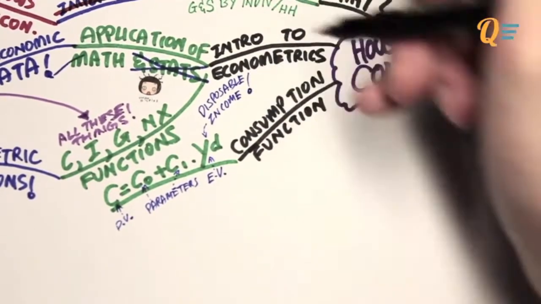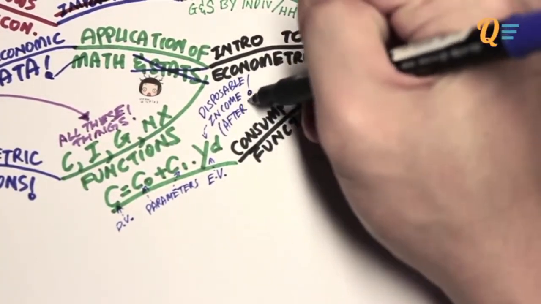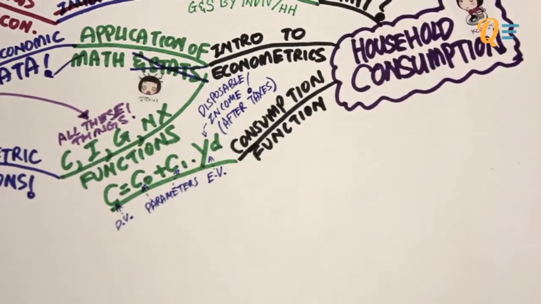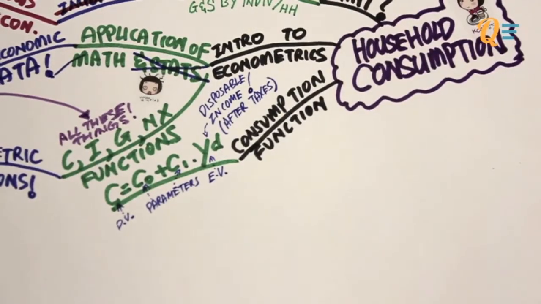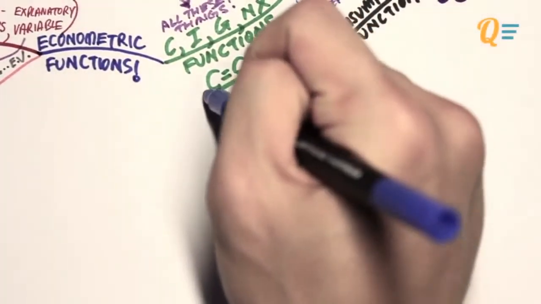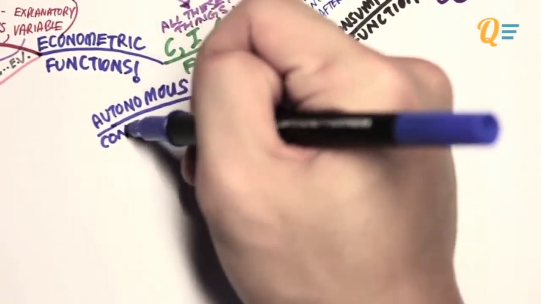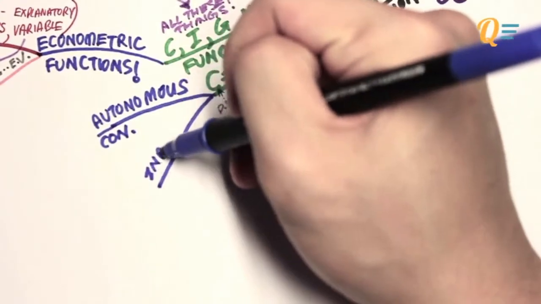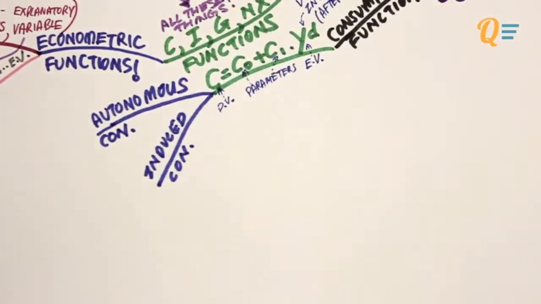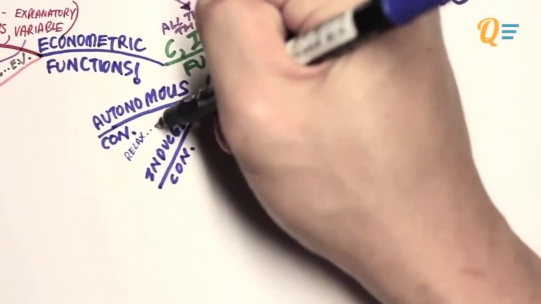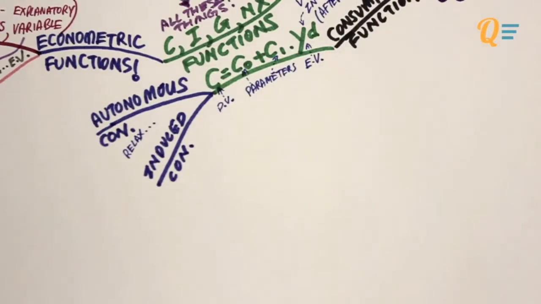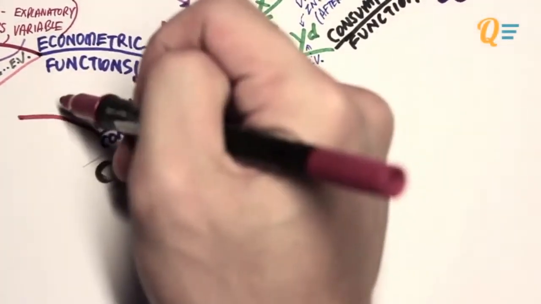So disposable income is simply your total income less the taxes that you pay to the government. So far so good. Let's break this function down into two portions. The first portion is what we call autonomous consumption, and the second portion is what we call induced consumption. Now I know these are big words, but you just gotta relax. I'm gonna explain them in just a short while. It's actually not that difficult.